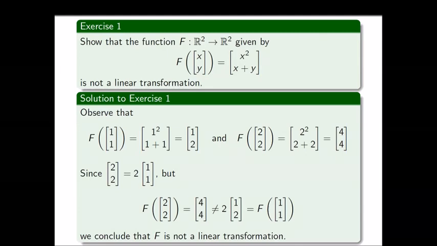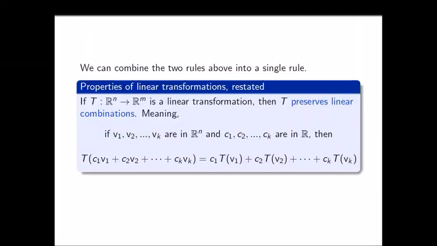and for that reason this f is not a linear transformation. So we can actually combine the previous two properties into a single property. If we know that T is a linear transformation from Rn to Rm, we'll say that T preserves linear combinations. What this means is that if I have k different vectors in the domain and k different scalars, then T of c1 v1 plus c2 v2 through ck vk is c1 T of v1 plus c2 T of v2 through ck T of vk.